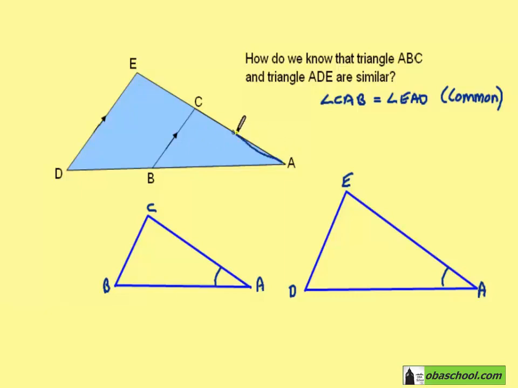If we now make use of the parallel lines, we can see that we can form an F shape. That being the case, this angle and this angle must be the same. That's this angle here and this angle here. I can say that angle ACB is equal to angle AED, and the reason I would give is that they are corresponding angles.